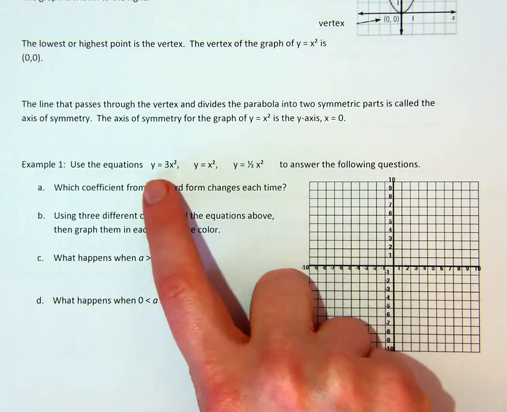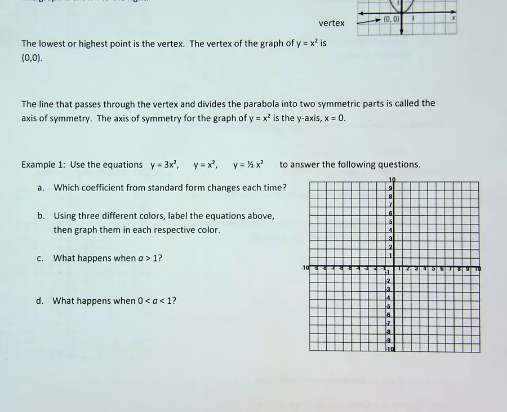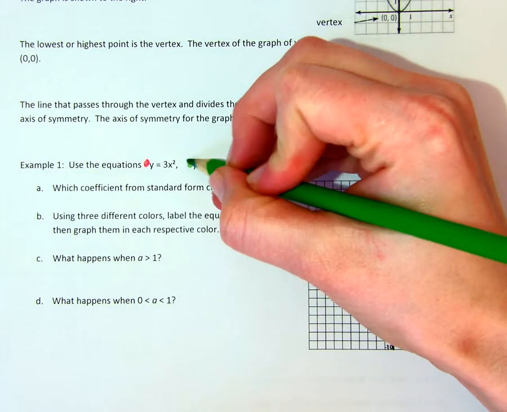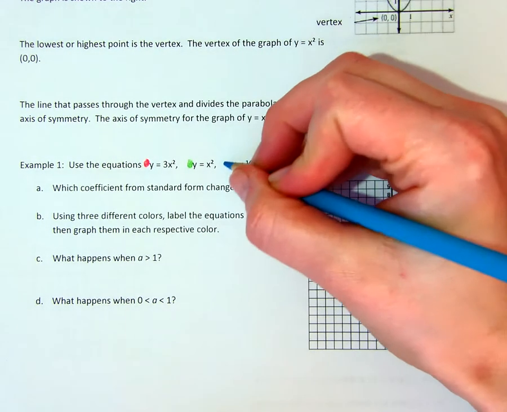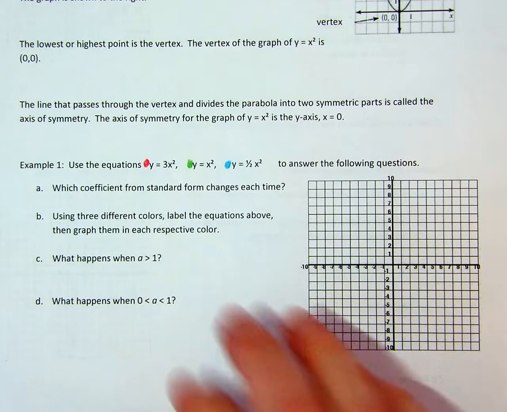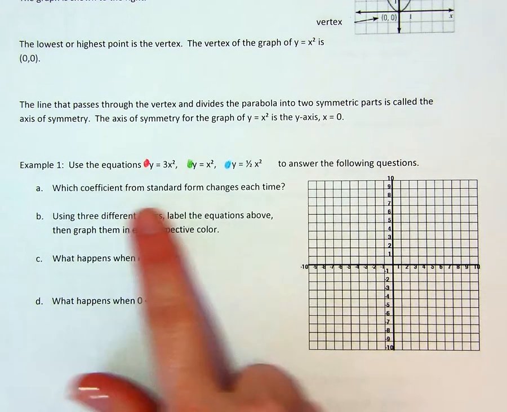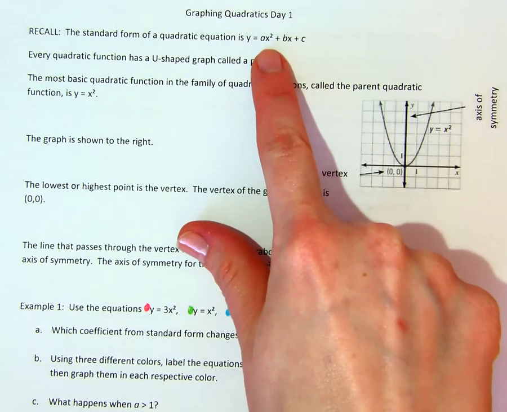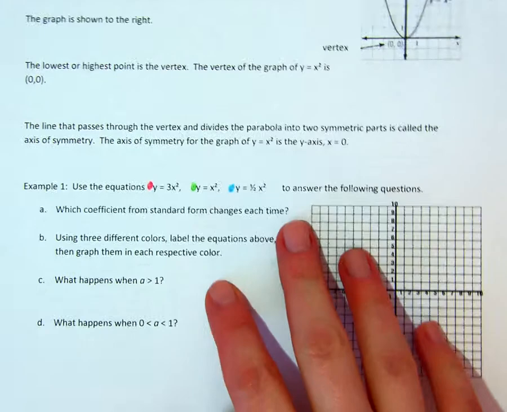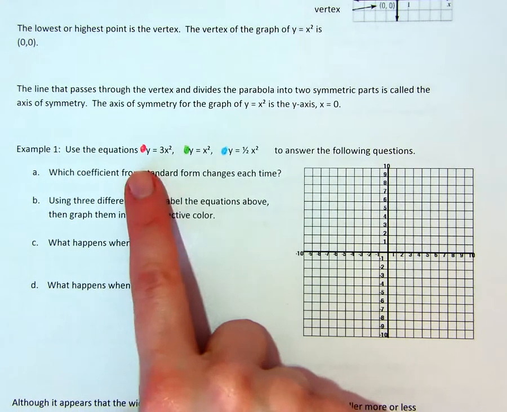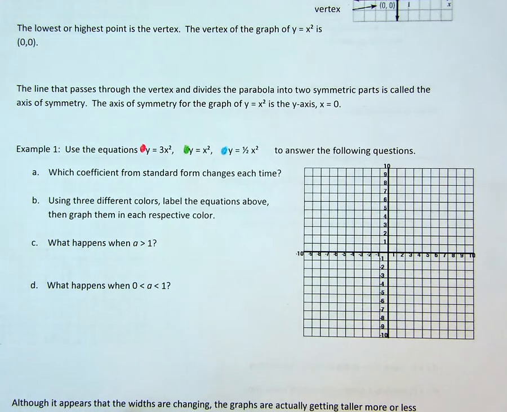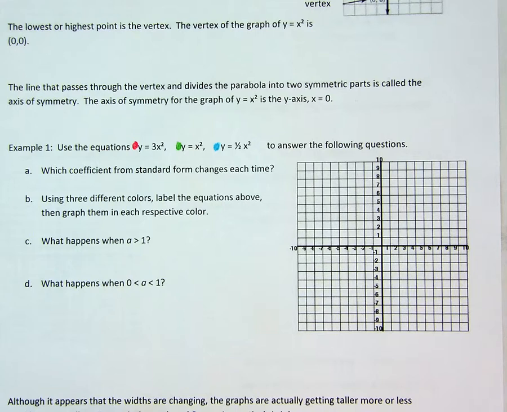So we're going to look at what happens as some of these numbers change. I'm going to go ahead and label red, green, and blue. Okay, so I want you to answer these questions on your own. Tell me which coefficient from standard form, which as you wrote down earlier is ax squared plus bx plus c, changes every time? Well, I don't have plus bx plus c on any of these, so that leaves me with just a. Okay. And so let's graph these.